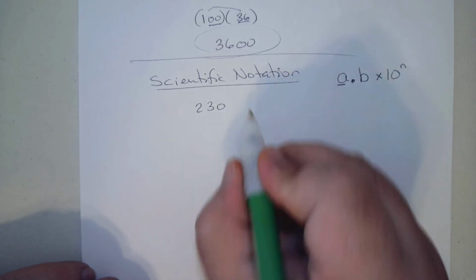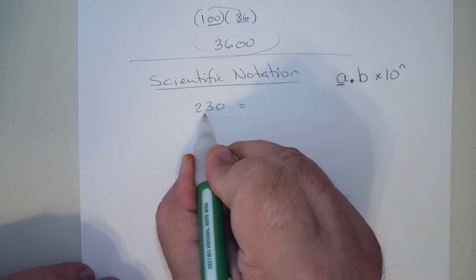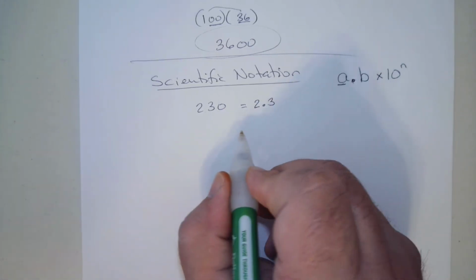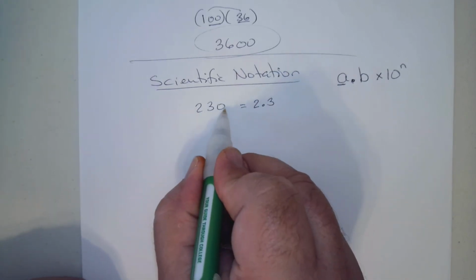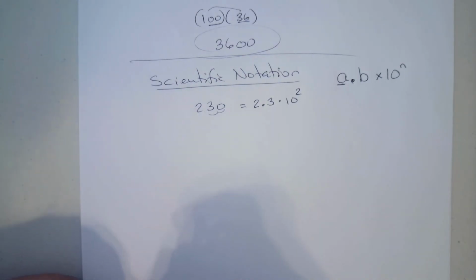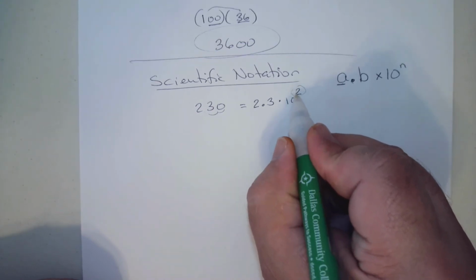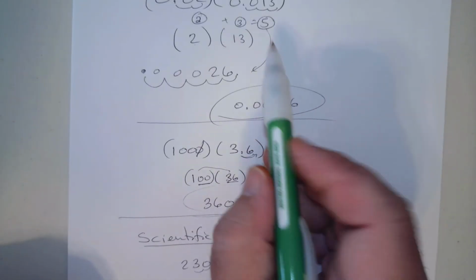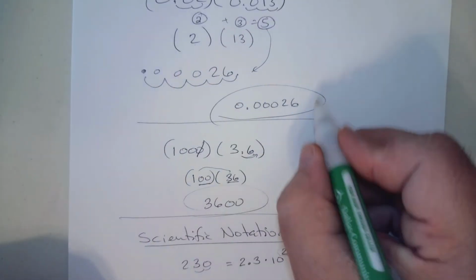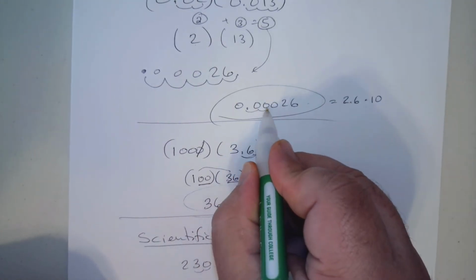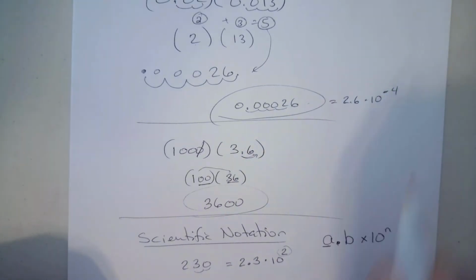So for example, 230. The first non-zero is a 2, so I put a decimal behind it. Now, how many spaces did I move it? That's 10 to the 2nd. If the exponent is non-negative, that means it belongs to a big number. If the exponent is negative, that means it'll be a small number. This number here can be written as 2.6 times 10 to the 1, 2, 3, 4, negative 4.